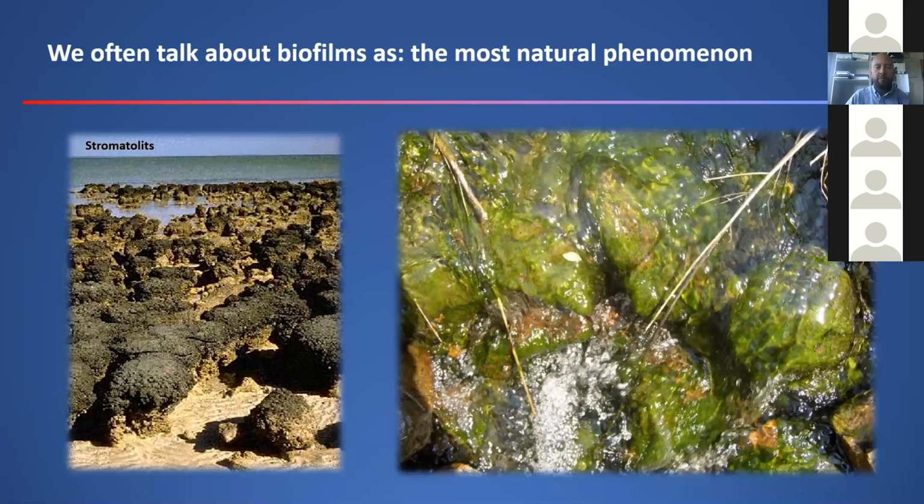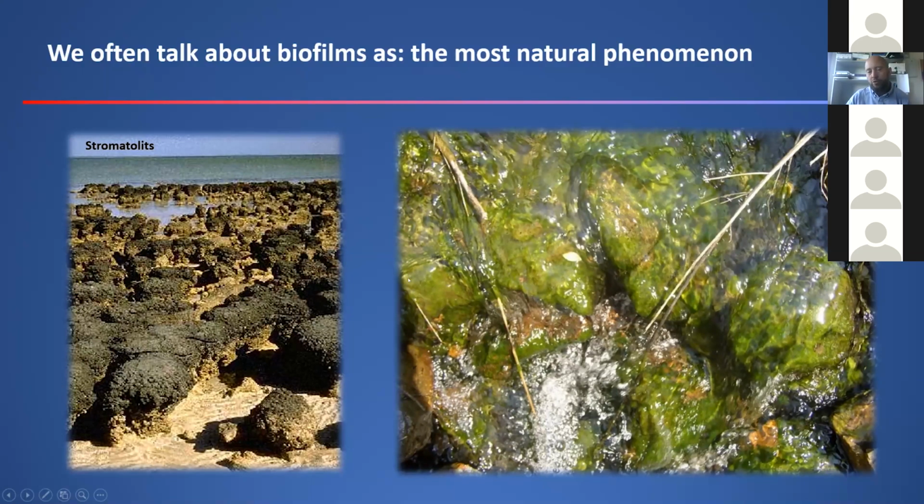When you hear talks about biofilms, and also when you read about it, we often talk about biofilms as the most common way of bacteria being present everywhere in nature, but also in human beings. You have an example of stromatolites in Australia, 100 years old, big mats of assembled bacteria, but also here in a creek where you have this slimy surface on top of the rocks embedded in the creek.